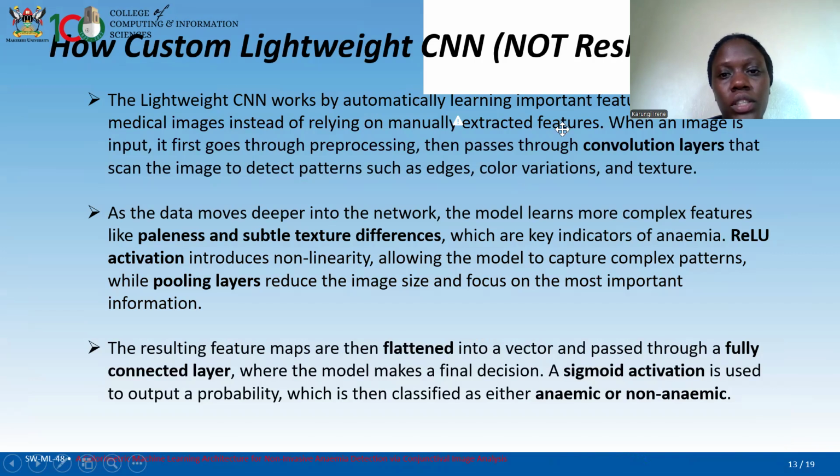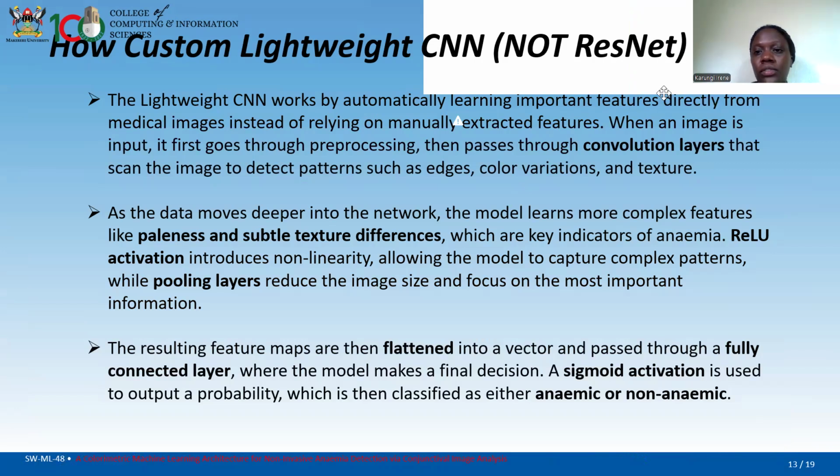The lightweight CNN works by automatically learning important features directly from medical images instead of relying on manually extracted features. When an image is input, it first goes through pre-processing, then passes through the convolution layers that scan the image to detect patterns such as edges, color variation, and texture. As the data moves deeper into the network, the model learns more complex features like paleness and texture differences, which are key indicators of anemia.